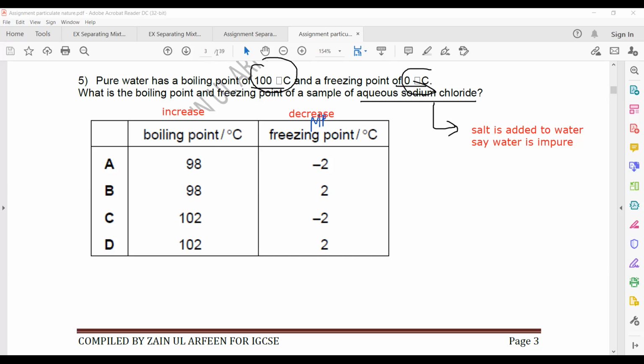So pure water boils at 100, but because it is impure water, it should be more than 100. So more than 100, either C or D. And when you check, the freezing point should decrease. It is 0 for pure. For impure, it should be less than 0, smaller than 0. That is -2. So C is the right answer for this question.